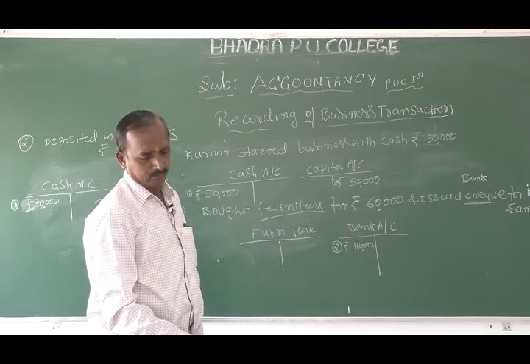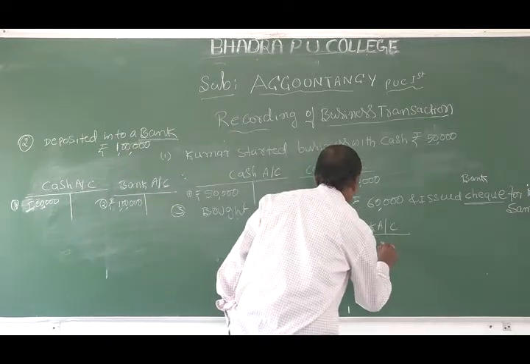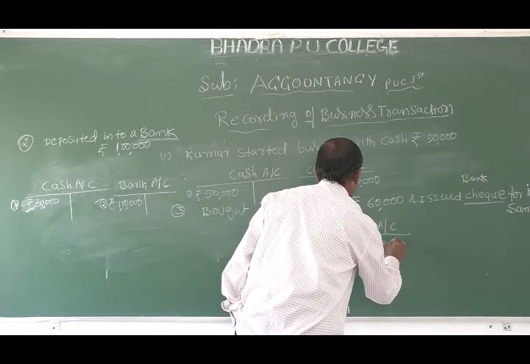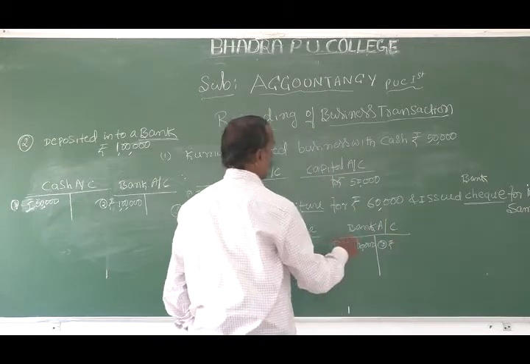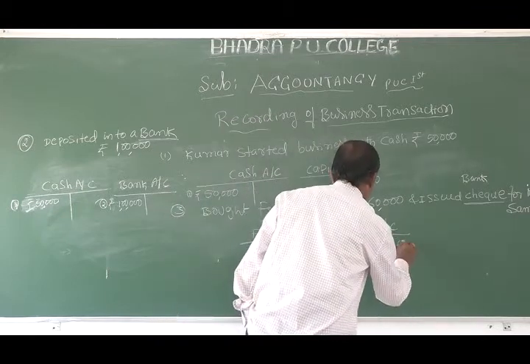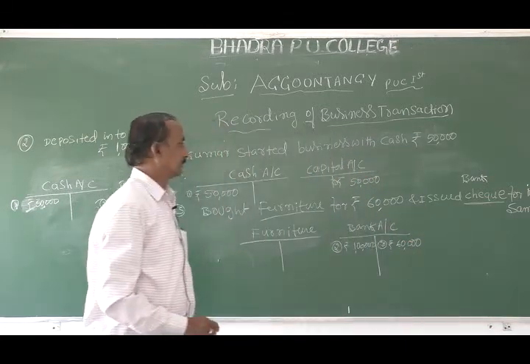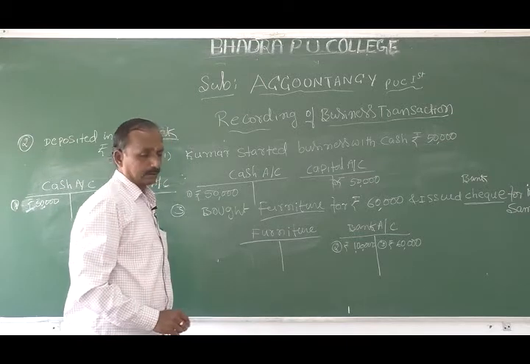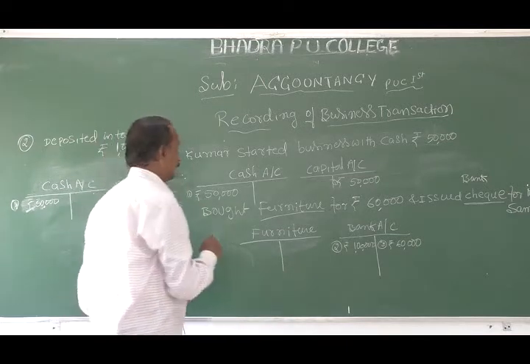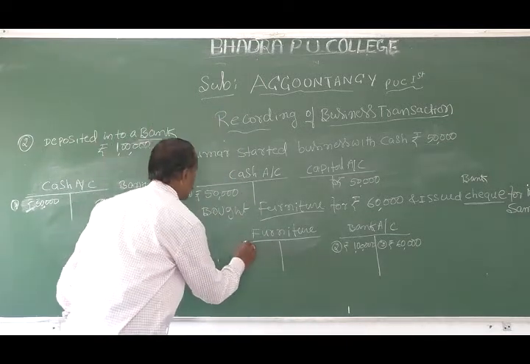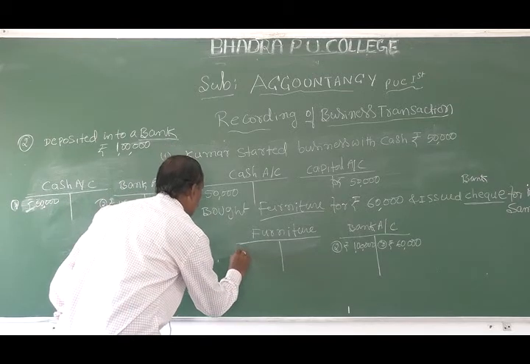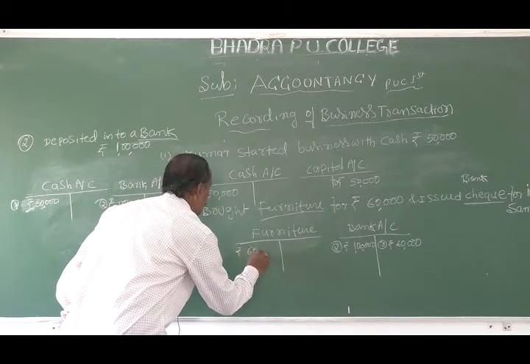Next, third entry, rupees. Bank is the receiver, so 60,000. Next, furniture account, an increase in the asset, so debit rupees 60,000.